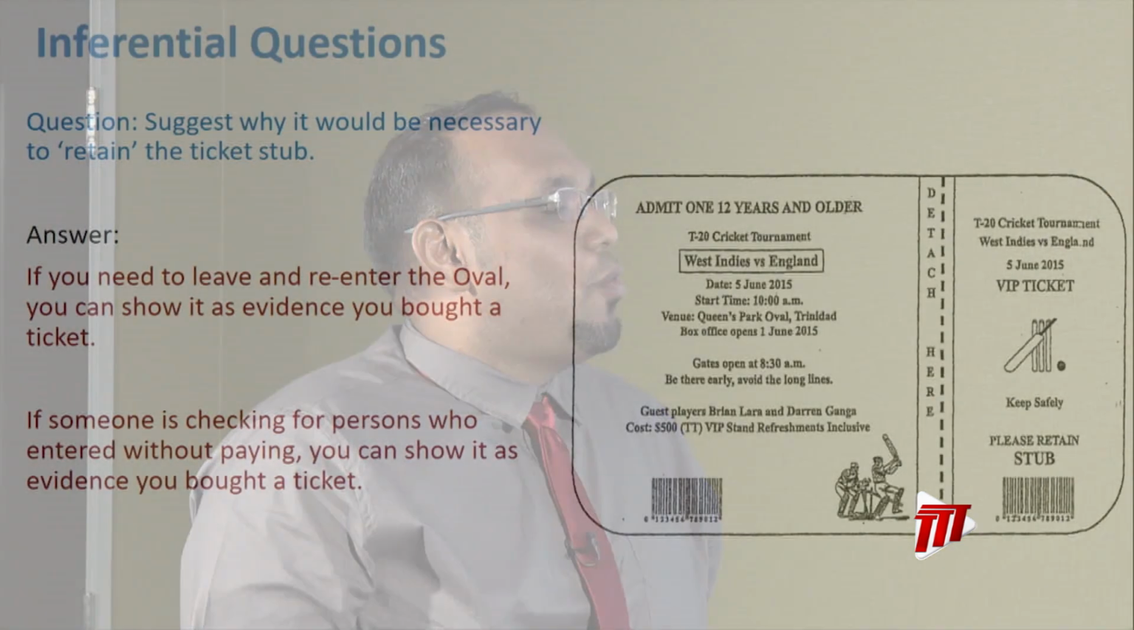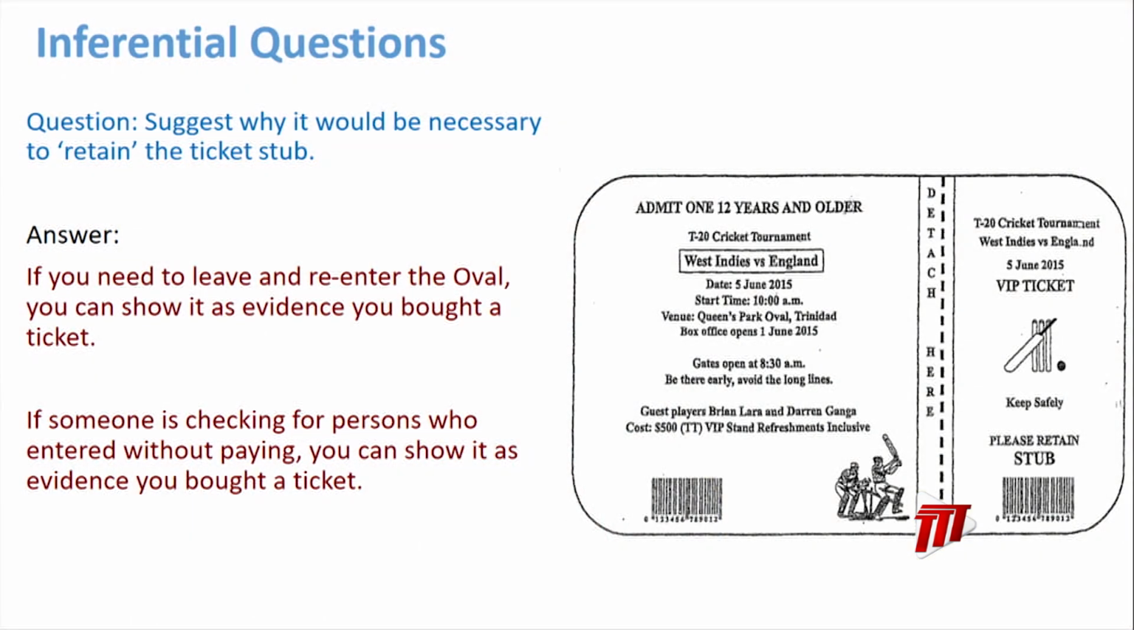So let's have a read at this question again and the possible answers to this question. Suggest why it would be necessary to retain the ticket stub. Answers to this question could be: if you need to leave and re-enter the oval, you can show it as evidence you bought a ticket. Or if someone is checking for persons who entered without paying, you can show it as evidence you bought a ticket. I'm pretty sure that you found this question quite easy and very interesting. Let's have a look at another inferential question.